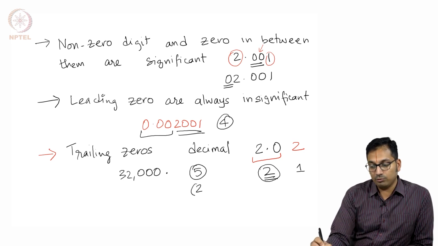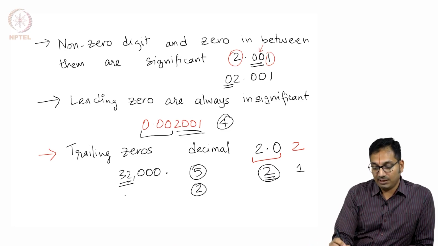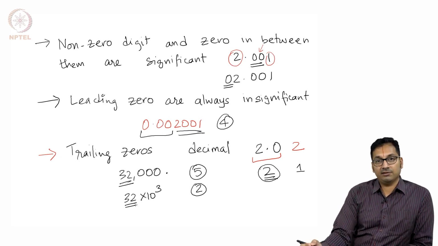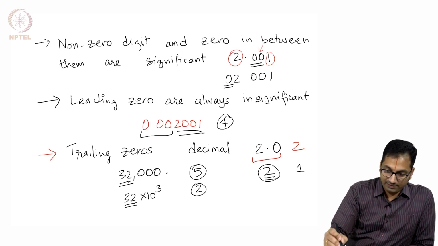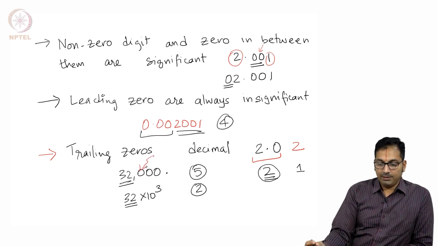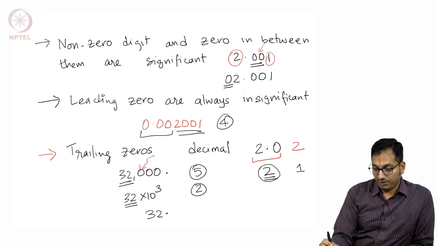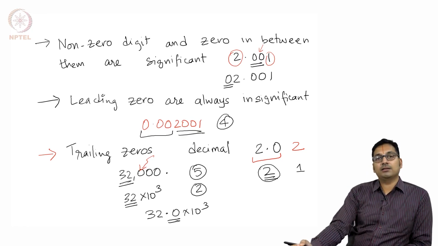It could be that only 2 values are significant, in which case people generally write this as 32 into 10 to the power of 3 in scientific notation, indicating that the error comes up here itself. On the other hand, let us say the insignificance comes from this value, then people would end up writing the same number as 32.0 into 10 to the power of 3. This indicates the uncertainty comes from this.